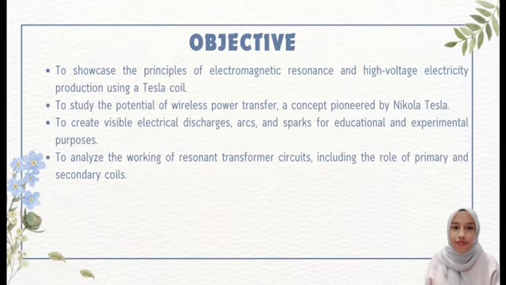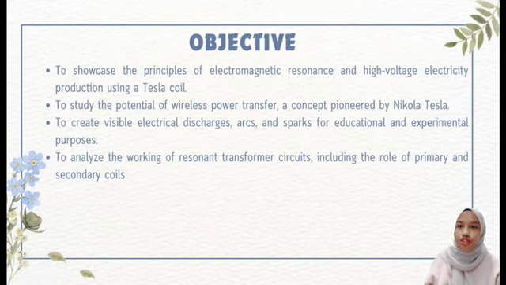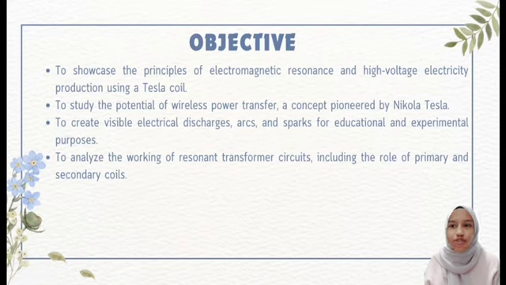Okay, next, objective of our project. First, to showcase the principle of electromagnetic resonance and high voltage electricity production using a Tesla coil. Second, to study the potential of wireless power transfer, a concept pioneered by Nikola Tesla. Third, to create visible electrical discharge, arcs and sparks for educational and experimental purposes. Lastly, to analyze the working of the resonant transformer circuit, including the role of the primary and secondary coil.